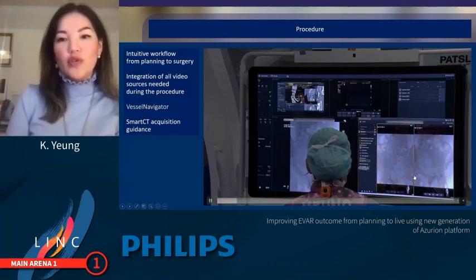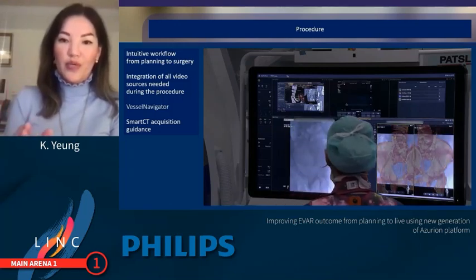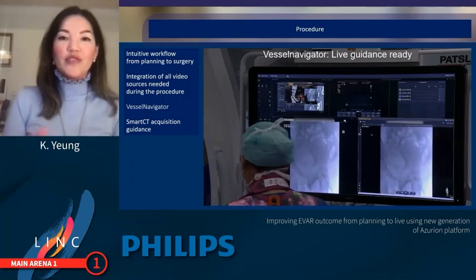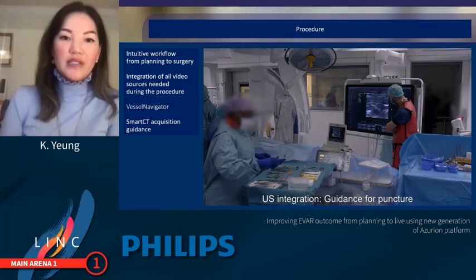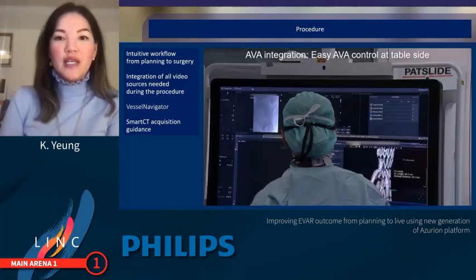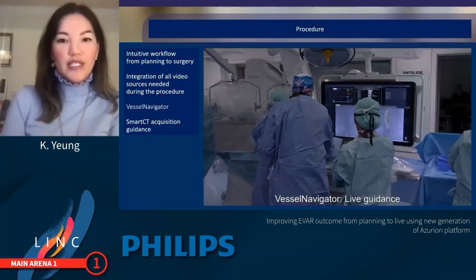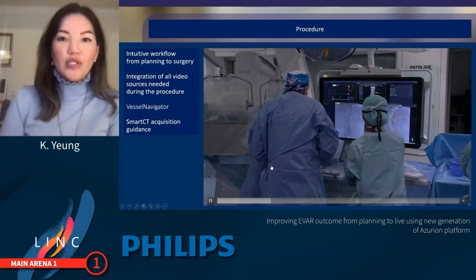And this is the autofade option to check if we have well fused the images. And then after the fusion, the live guidance is ready. Then we puncture the femoral artery with the integrated ultrasound. And like I said, we can easily recall the AVA on the table side. And on my left side is the intervention radiologist.